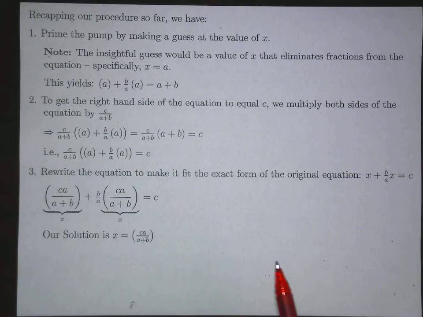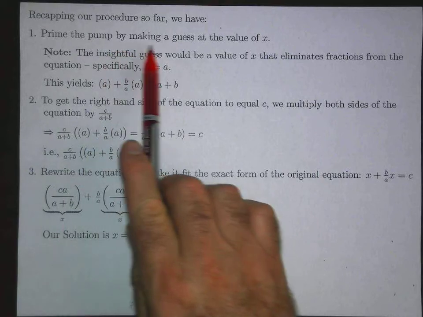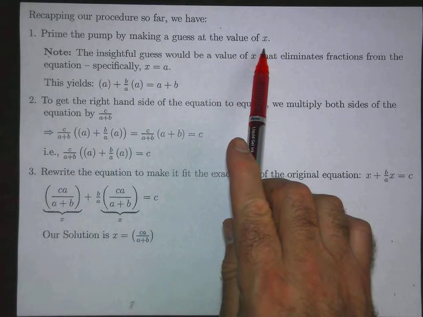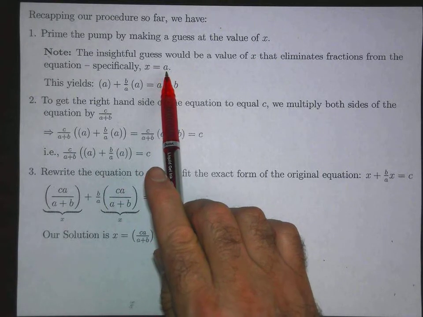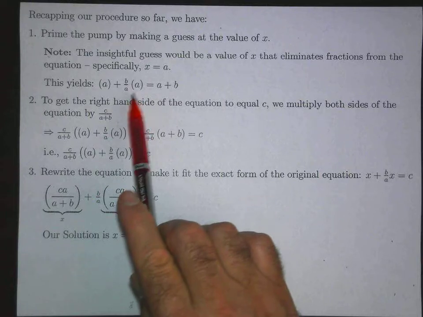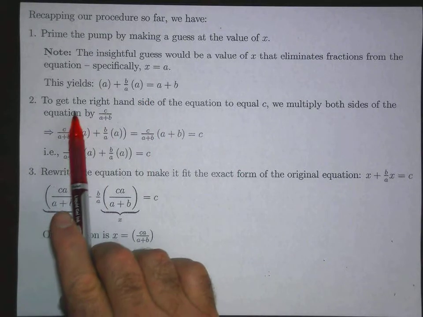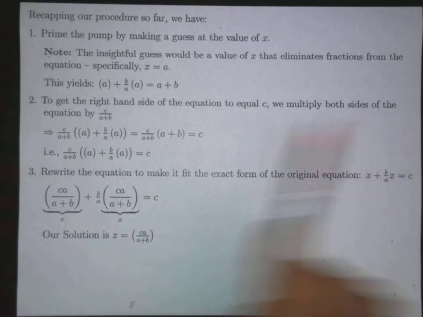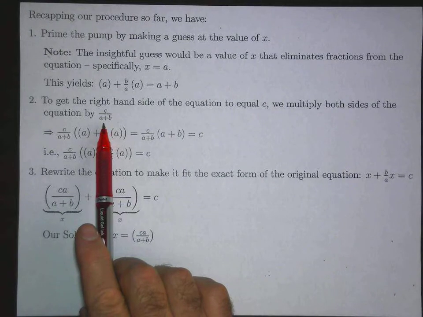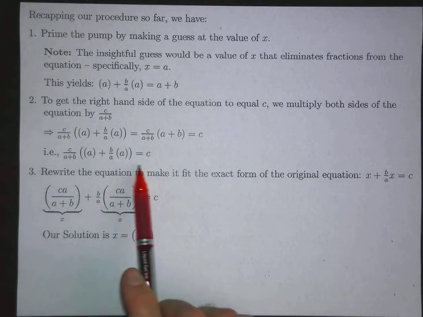The first thing that we do to solve the equation or to find the solution is to prime the pump by making a guess at the value of x. And the insightful value of our guess is x equals a, that value which will eliminate the fractions. And when we plug in a for x, this is what we get. So step 2, to get the right-hand side of the equation equal to c, we multiply both sides of the equation by c over a plus b. And we end up with this.